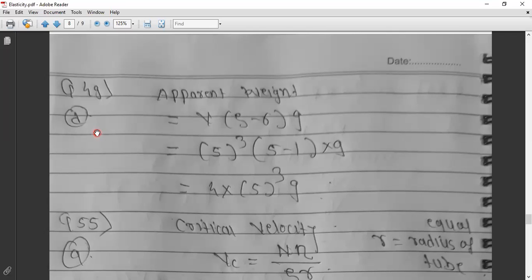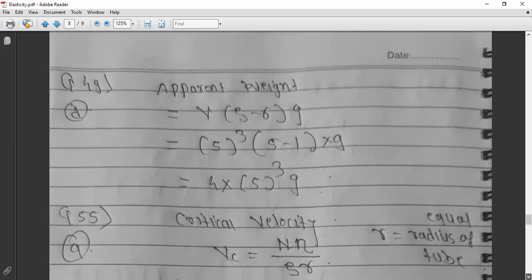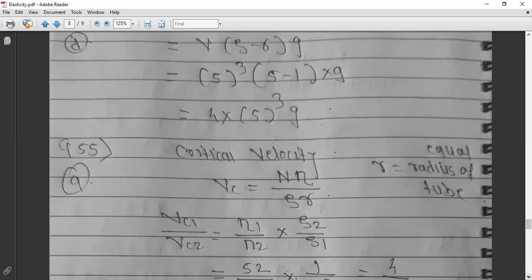Next one, question number 55. In question number 55, two different liquids are flowing in two tubes of equal radius. The ratio of coefficient of viscosity of the liquids is given as 52 to 49, and the ratio of their density is 13 to 1. So two values are given, coefficient of viscosity ratio as well as density ratio.